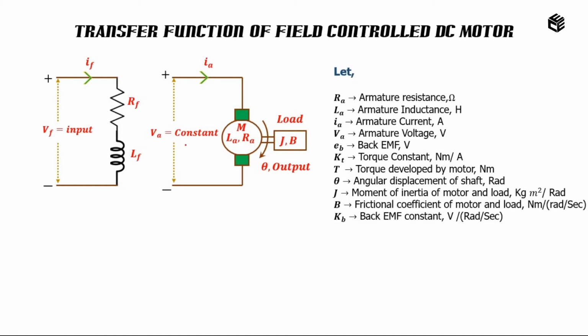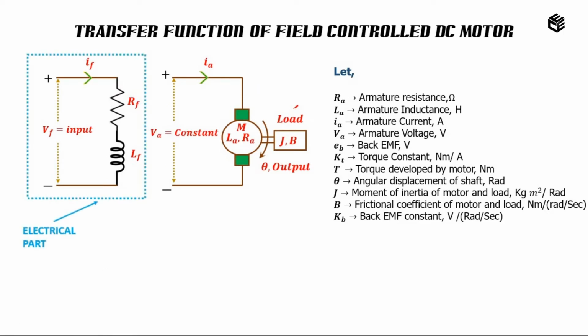Only difference here is in the previous diagram we have kept the field as constant and the armature part as the variable part. But here we are considering only the field part. Therefore, we will be taking the field part as the input and the load part as the output and the armature part as constant. Okay, same as the armature controlled DC motor, here also we are having two parts. One is the electrical part and the other one is the mechanical part.